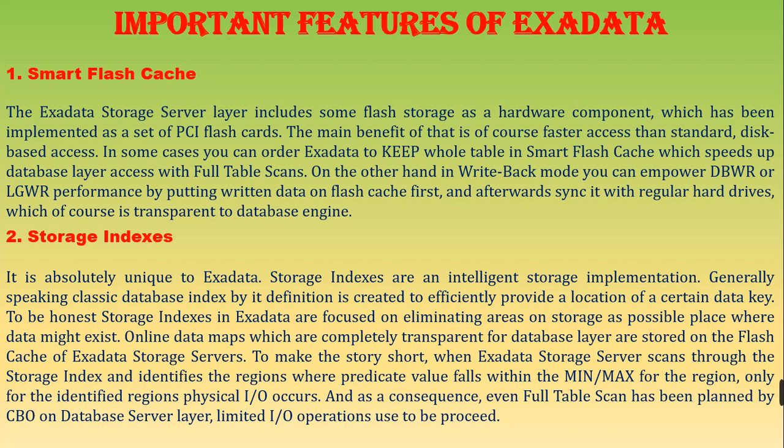To make the story short, when the Exadata storage server scans through the storage index and identifies the regions where the predicate value falls within the min-max for the region, physical IO occurs only for the identified regions. As a consequence, even if a full table scan has been planned by the CBO on the database server layer, limited IO operation is performed. Okay.